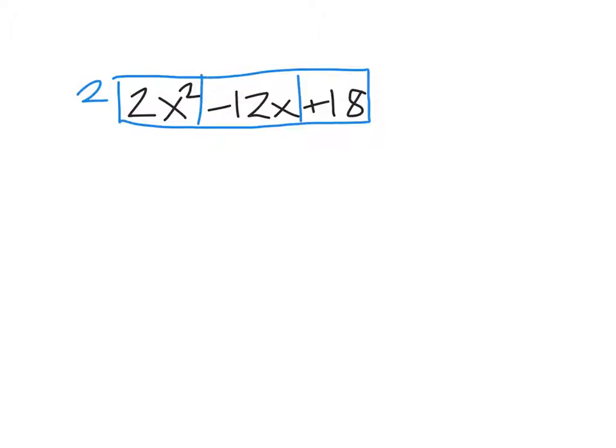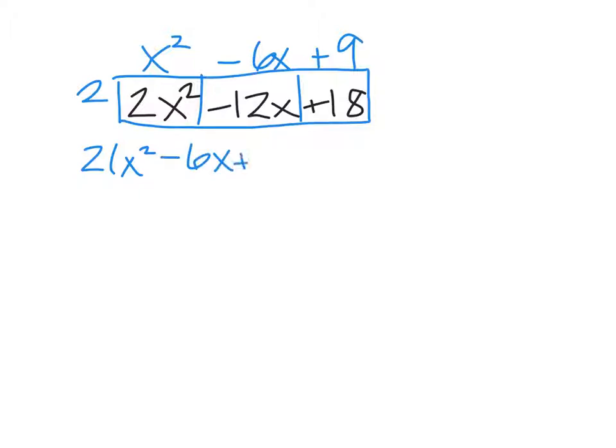2 is my GCF. I can't take out an X because I don't have an X in every single one of my small boxes. So what times 2 would give me 2x squared? X squared. What times 2 gives me negative 12x? Negative 6x. And what times 2 gives me 18?